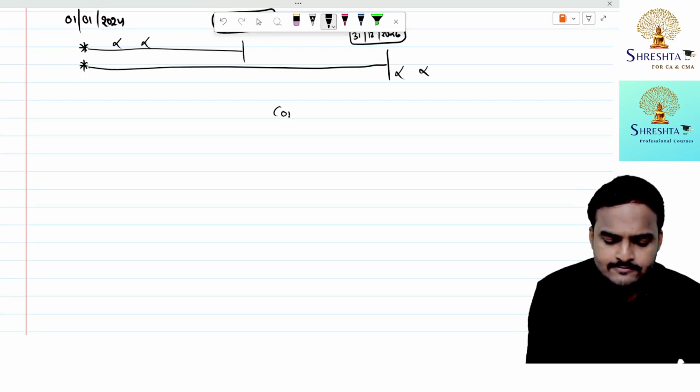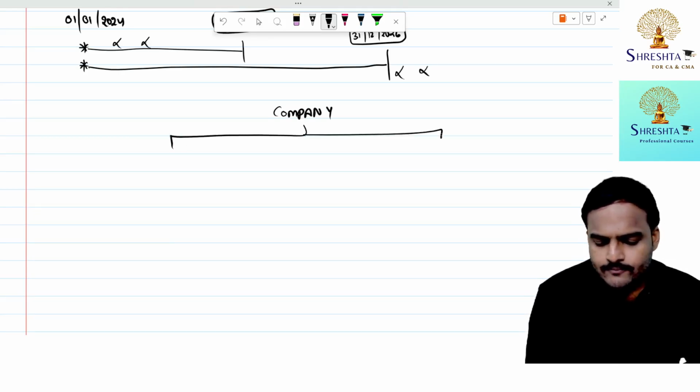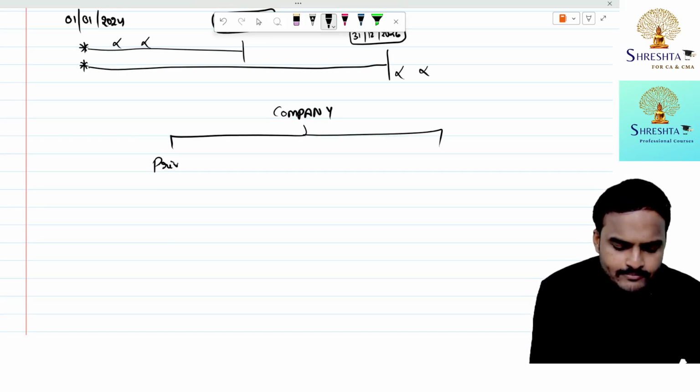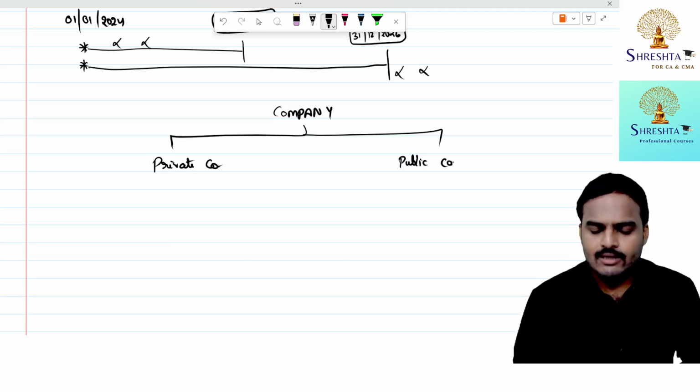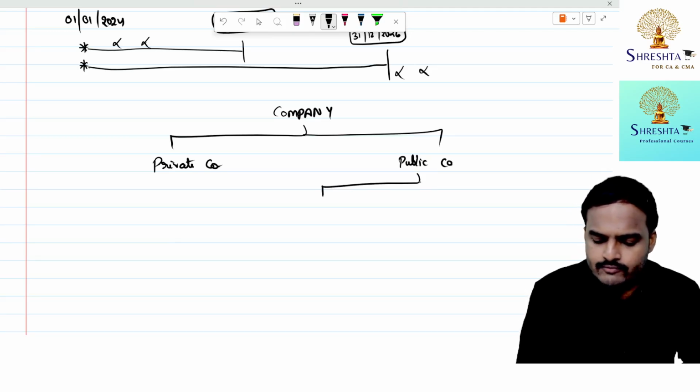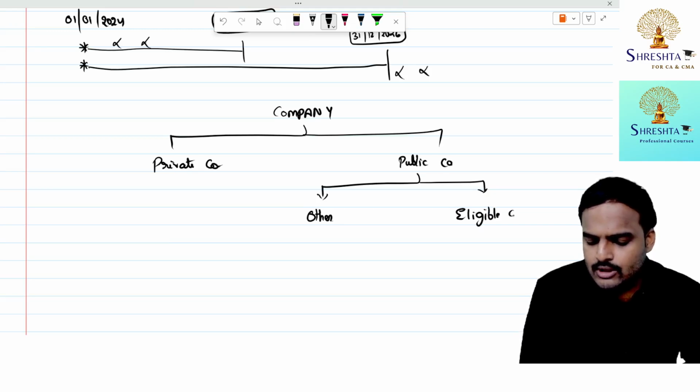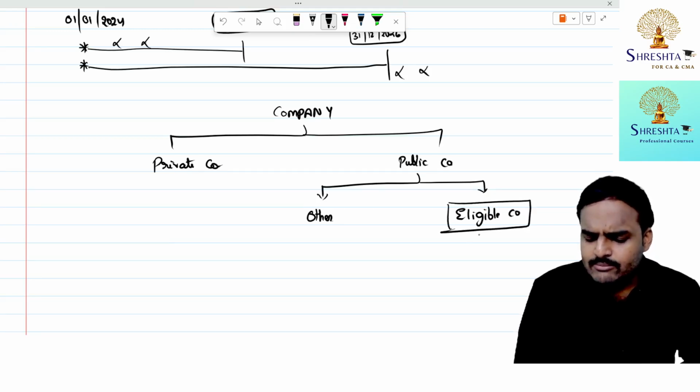Next one, classification of companies. Company, two types: private company, public company. In public companies also we have two types. First one, others. Next one, eligible company. What does eligible company mean?